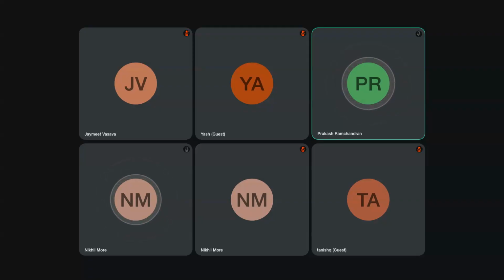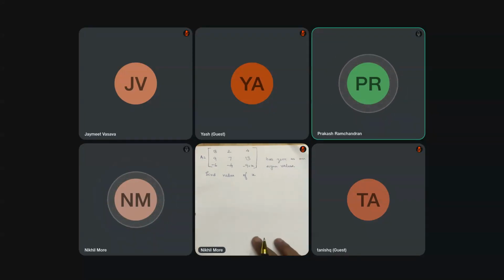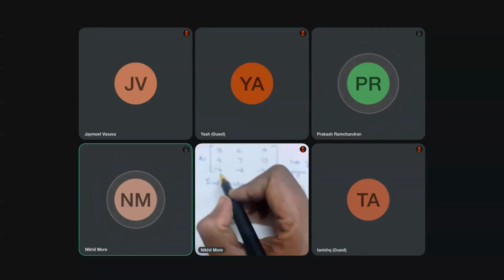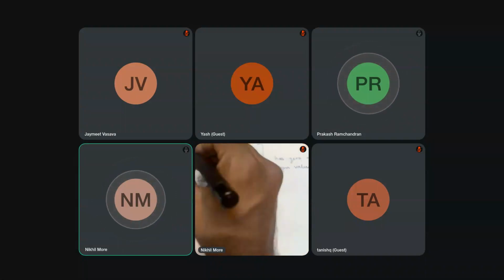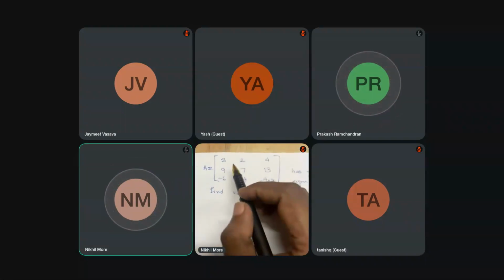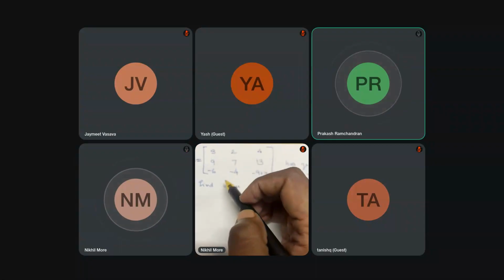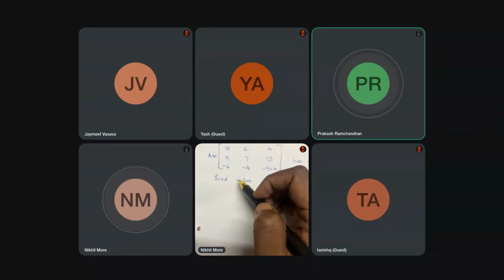This is from 2017 set 1. Here they have given us a matrix A. Can you show it on the screen? Yeah, I'm sharing it on the screen. Okay.